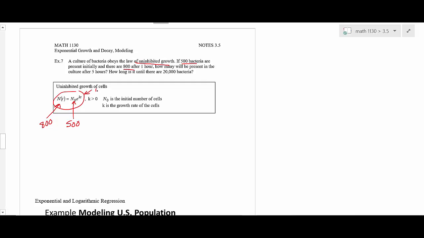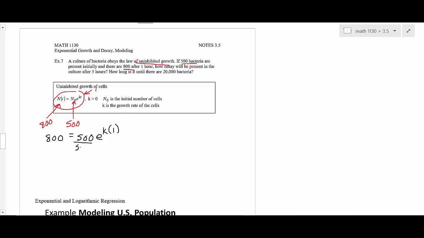Then it says how many will be present in the culture after 5 hours, and then how long will it take until there are 20,000 bacteria. So you have to start this problem by looking at this equation. You'll have 800 is equal to 500 times e to the kt, well, t is 1. So those are the three things you've done. You've got to find k. I didn't give you the growth rate, but I gave you enough information to figure it out. And this is how in the real world you would figure out k, you would just get some data, plug it in, and then you would be able to find what that growth rate is.